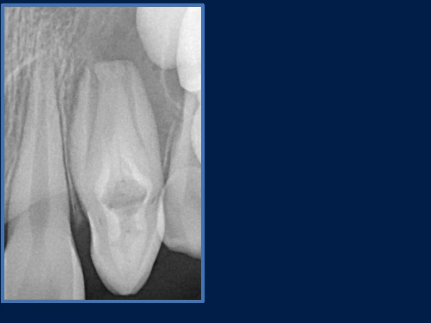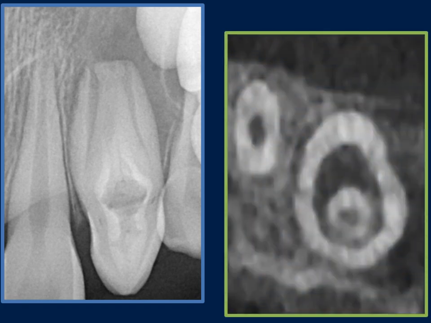This is called dens invaginatus. So with this dens invaginatus, we need to know how big or small the tooth inside the main tooth is, how far it is from the main canal. So we need additional information. Because of this, we take the CBCT.